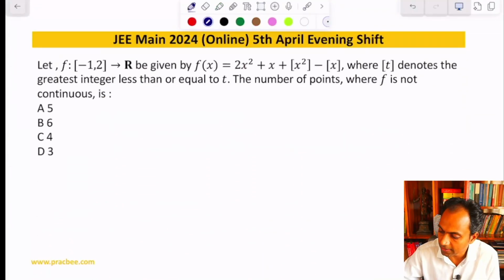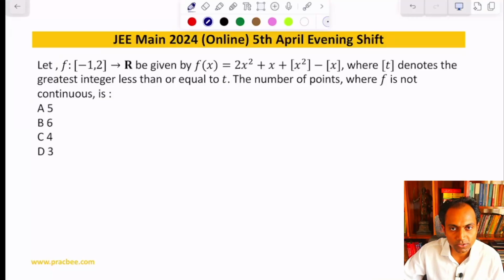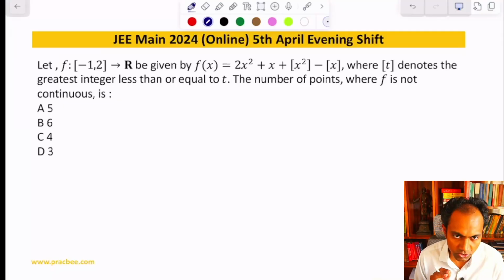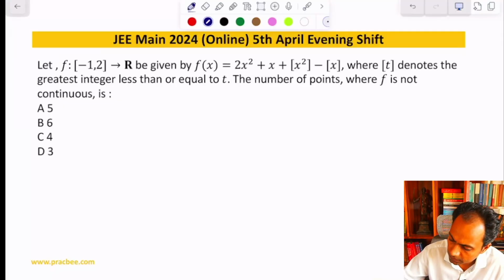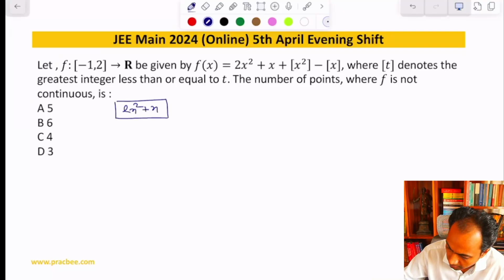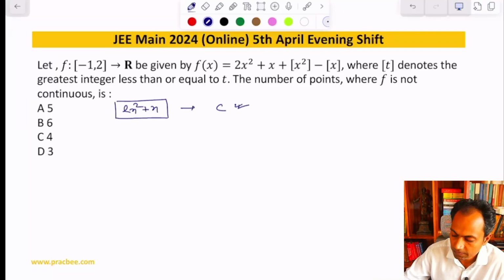The question says that a function is given as 2x square plus x plus the greatest integer function of x square minus GIF of x. This GIF is the main thing that is stopping us from commenting on the number of points of discontinuity of this function. So what we can do is, if you carefully observe, there are three parts of the function. One is 2x square plus x, which is a polynomial, and this one is always continuous. So this is sorted, there is no issue with this.